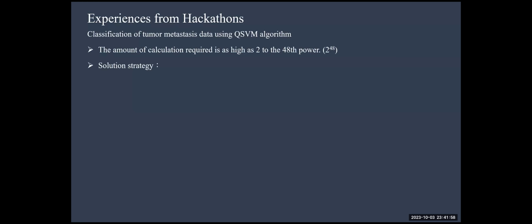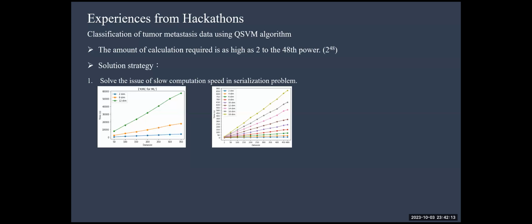And our solution strategy in this project. First, we solve the issue of the slow computation speed in the synchronization problem. Before correction, QSVM took as long as 60,000 seconds to compute on CPU for 12 qubits and 350 data points. After correction, the computation time was reduced to approximately 250 seconds.